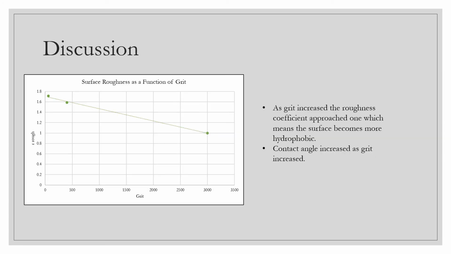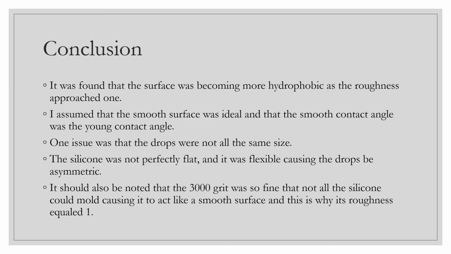This plot represents the relationship between the grit of the sandpaper and surface roughness. It can be seen that as the grit of the sandpaper increased, the roughness coefficient approached 1, which means the surface becomes more hydrophobic. Also in the calculations, the contact angle increased as the grit of the sandpaper also increased. In conclusion, it was found that the surface was becoming more hydrophobic as the roughness approached 1.